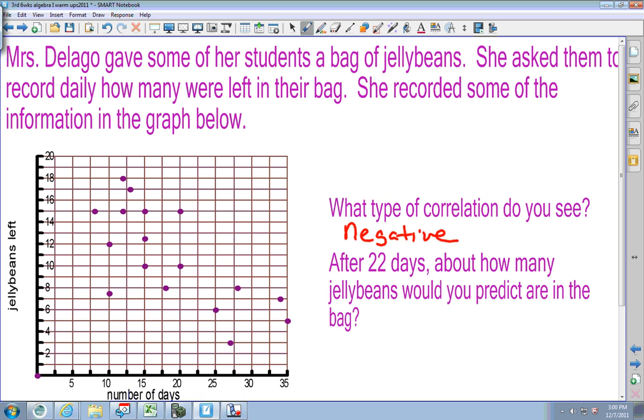Now, to draw your trend line, remember, you're trying to get a line that goes through the middle of most of the points. Not all of them would be the same, so I'm going to draw mine right here, kind of through the middle. Now it says after 22 days, how many jelly beans? So I'm going to go out here to 20, 25, so that's 22.5. So it's somewhere in here. I'm going to go up, and I'm going to go over. Looks like it hits about 9 jelly beans.